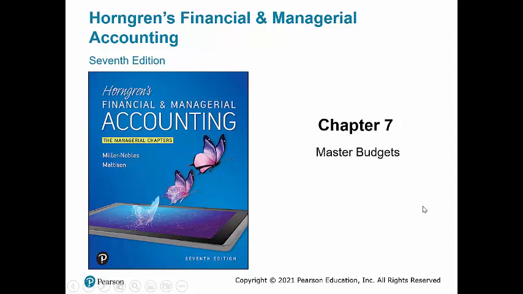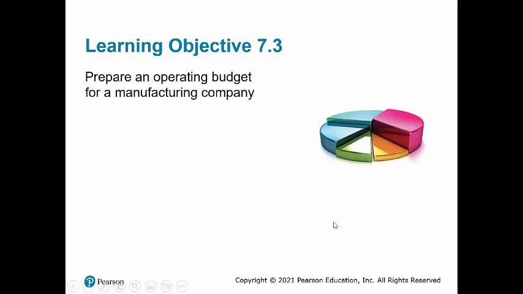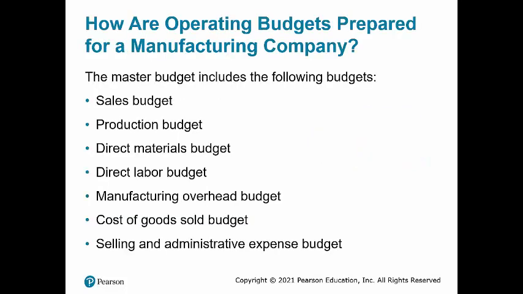This presentation is for Chapter 7, Master Budgets. This is the second part of Learning Objective 3, where we prepare the operating budget for a manufacturing company. In Part 1, we prepared the sales, production, and direct materials budgets, and in this part we are going to complete the direct labor, manufacturing overhead, cost of goods sold, and selling and administrative expense budgets.